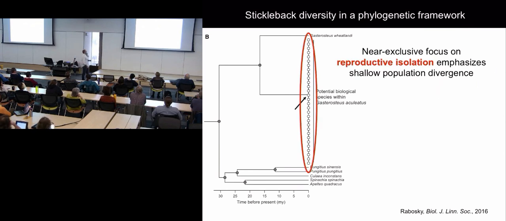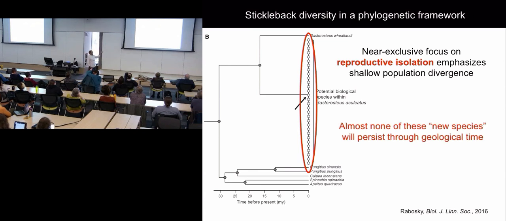Now, what I'm going to try to convince you of is that our exclusive focus on reproductive isolation in speciation research basically overemphasizes shallow population divergence like this. And yet almost none of these new species are actually going to persist through deeper timescales.